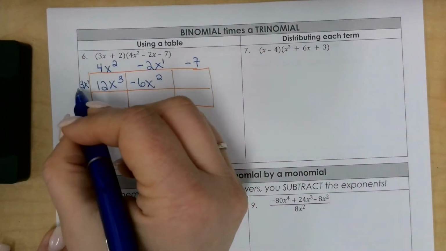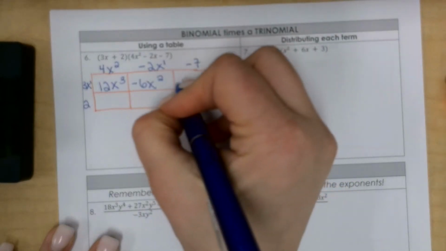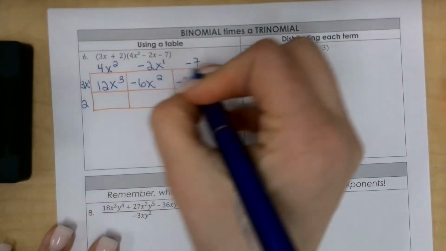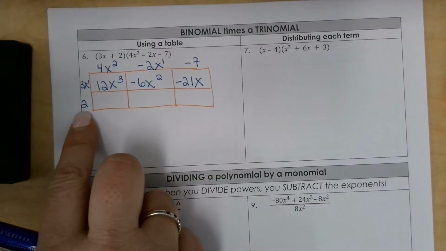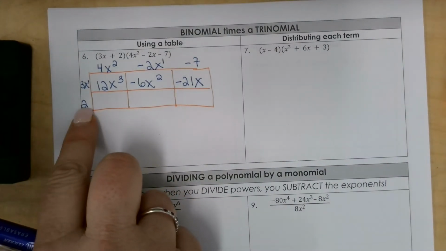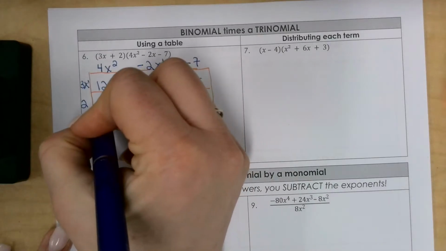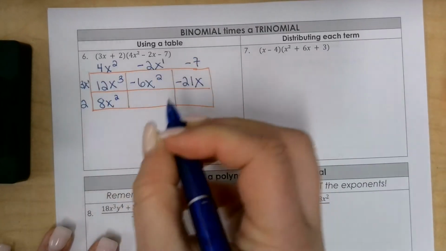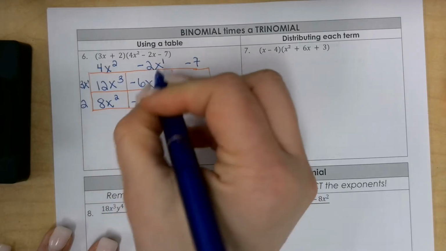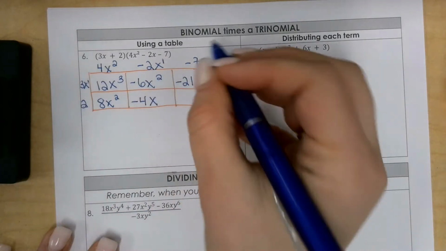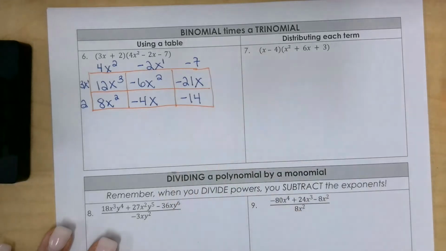And finally, on my top row, I've got 3 times negative 7, which is negative 21, and it's just going to be an x. Going down to my second and last row, I've got 2 times 4, which is going to be 8, and x squared will remain. 2 times negative 2, that's negative 4, and an x remains. And 2 times negative 7 is negative 14.